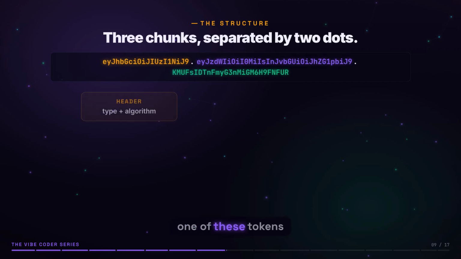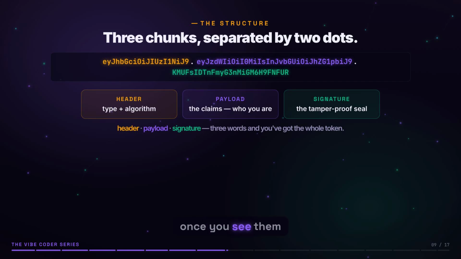Every one of these tokens has exactly 3 parts, and once you see them, you can never unsee them. It is 3 chunks of text separated by 2 dots, header, then payload, then signature. 3 parts every time. On screen, watch them light up in 3 different colors. The first part, the header, is small. It just says what kind of token this is and how it was signed. The second part, the payload, is the actual content, who you are and what you are allowed to do. The third part, the signature, is the wax seal that proves the first 2 parts have not been touched.